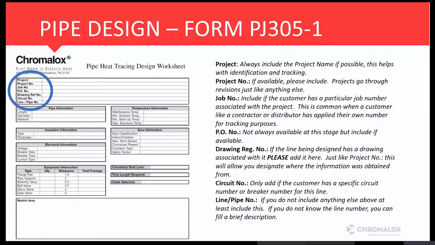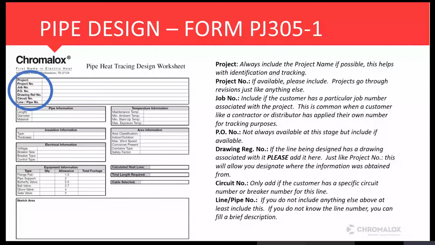The drawing reference number, which I misspelled and put drawing reg number because I don't know why I'm always thinking of the extranet and reg numbers, I guess. So if you have the drawing reference number, put that in there. Just like the project number above, that'll have your drawing number, your revision number, a sheet number, and that will help tie this back into another document where you got your information. So if you have the information, stick it in there.